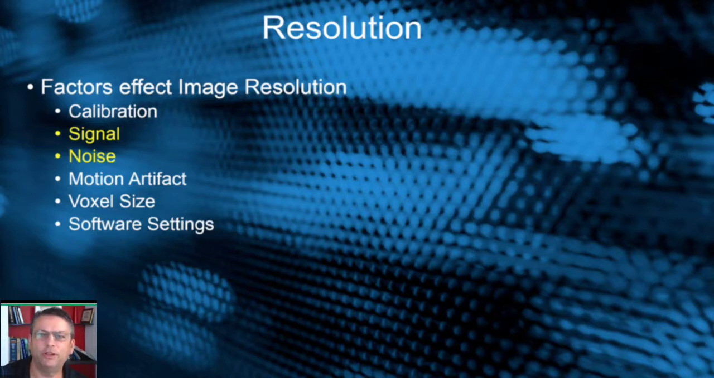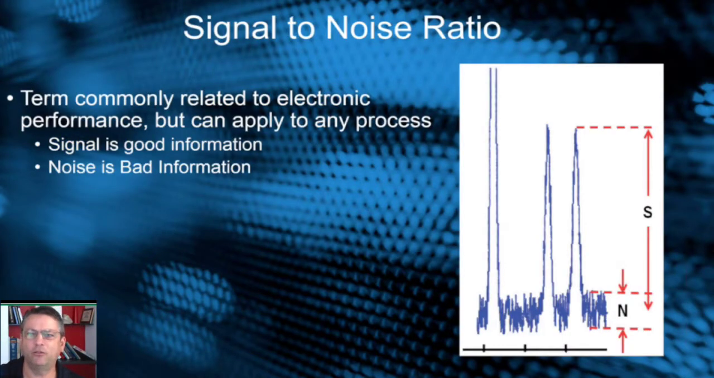Signal to noise ratio is a common term in electronics performance, but it can apply to any electronic processes. So signal is good information and noise would be bad information. If you like a song that's playing on the radio, you turn up the song, you get more signal, that's good information. You go into a tunnel and it gets staticky, that's noise, which is bad information. So in our scans, we like to have a high signal and a low noise relationship.